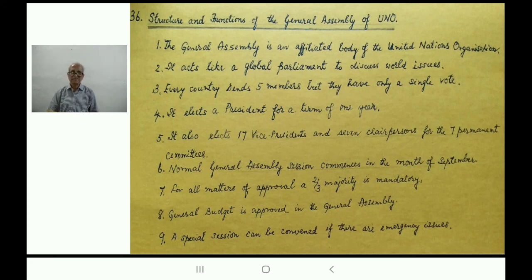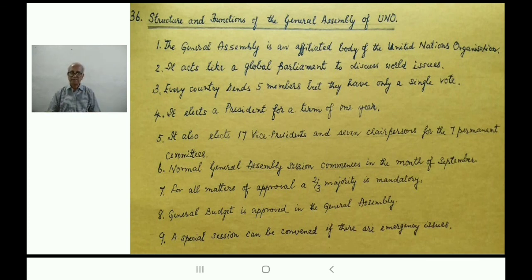The General Assembly is an affiliated body of the United Nations Organization. It acts like a global parliament to discuss world issues. All the nations in the world are represented there. 193 nations are represented in the United Nations. Every country sends 5 members to the General Assembly. It's called the World Parliament, Global Parliament. But each country has only one single vote to be cast whenever voting takes place, though 5 members will be representing every nation.